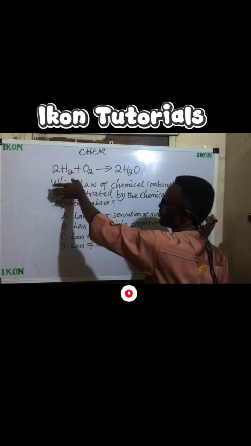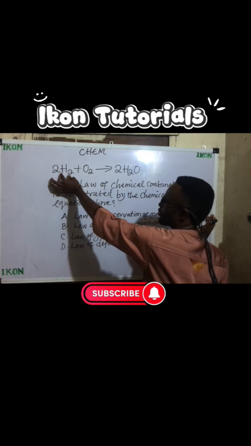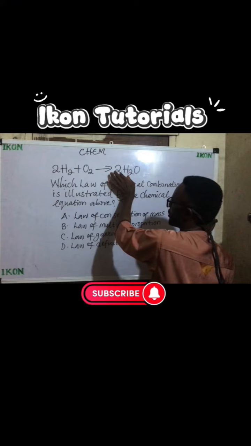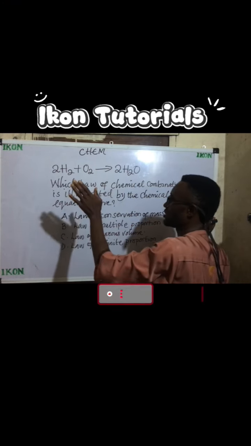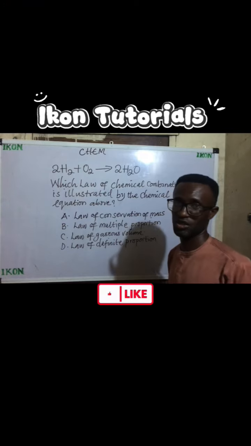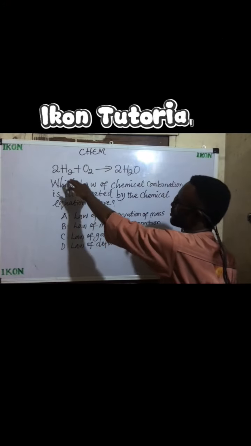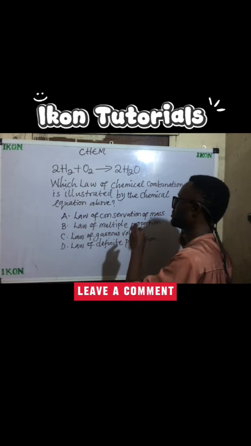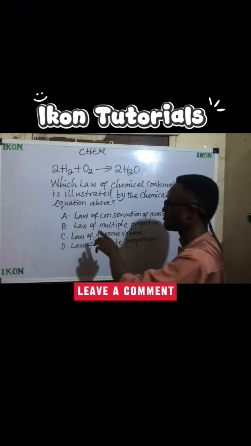Let's check the reactant and the product. From the reactant, we have 4 atoms of hydrogen. Then the product will have 4 atoms of hydrogen as well. That means hydrogen is balanced. Here we'll have 2 atoms of oxygen and 2 atoms of oxygen as well. That means the chemical equation is also now balanced. Now, when the chemical equation is balanced, the law that is being obeyed is the law of conservation of mass.